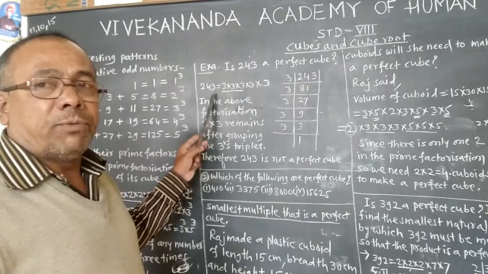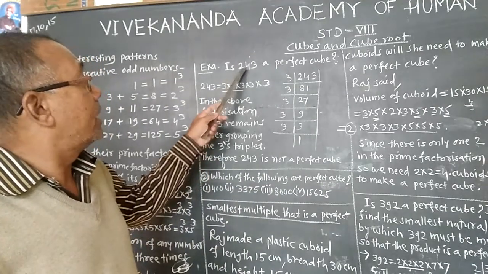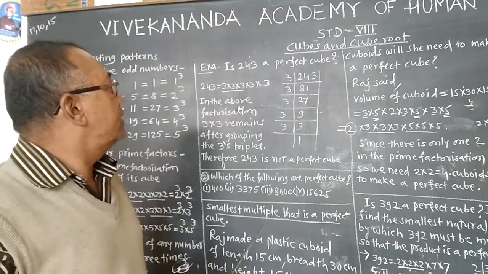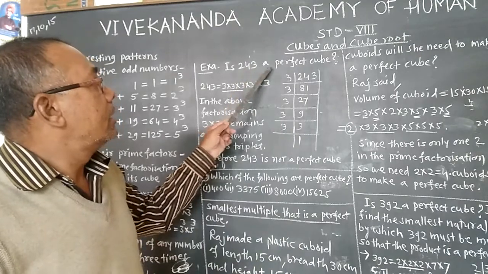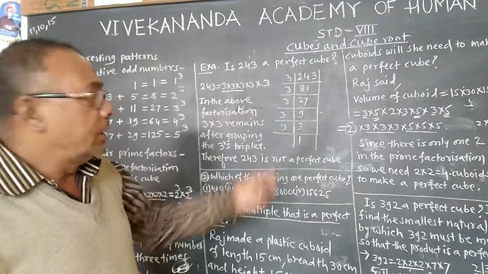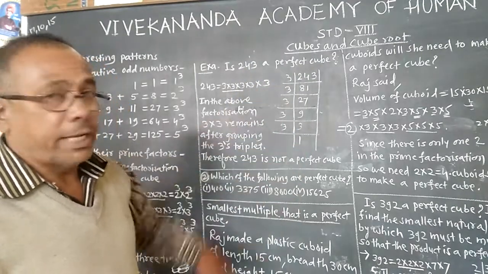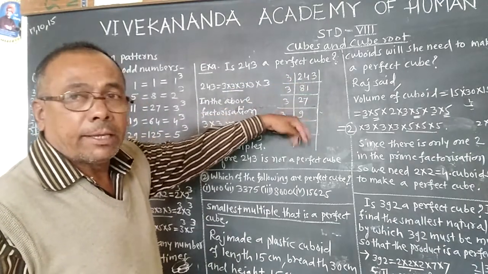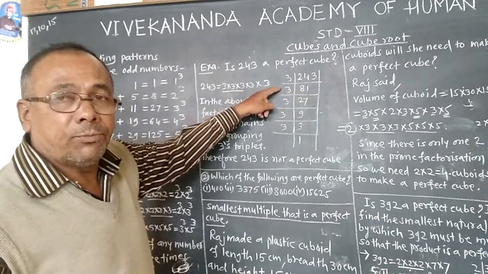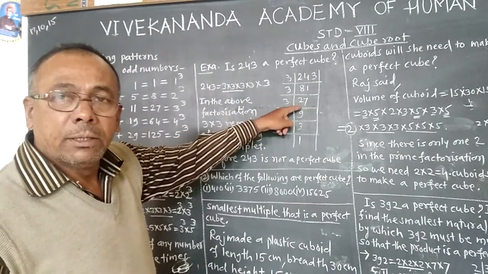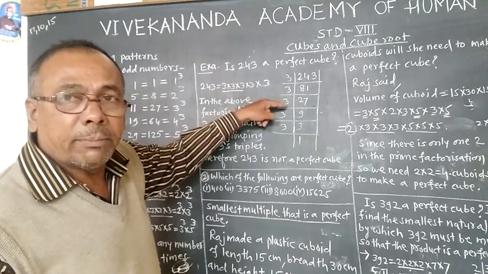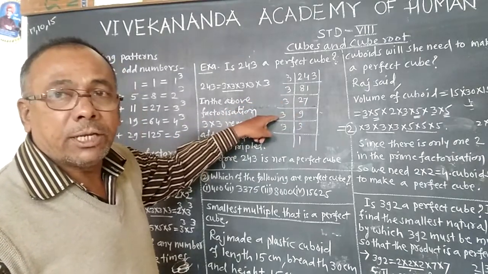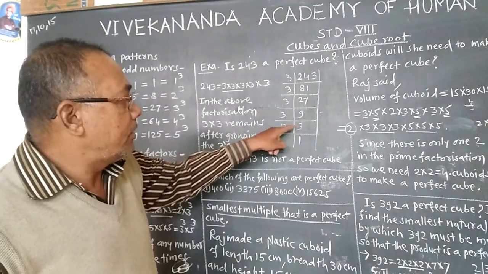For this we will see one example: is 243 a perfect cube? Here 243, that is 3 8s are 24 and 3 1s are 3. Again 81 can be divided by 3, we will get 27. Then 27 can be divided by 3, 3 3s are 9. 9 is also divisible by 3, so 3 3s are 9 and 3 1s are 3.